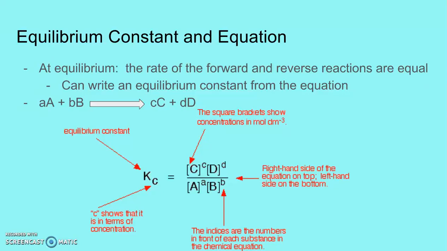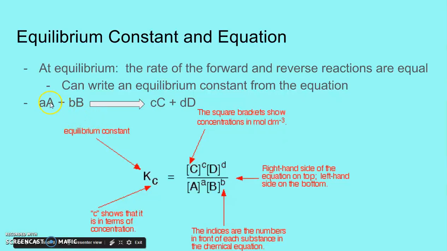At equilibrium, the rates of the forward and the reverse reactions are equal. So that is the definition of equilibrium. And because of that, you can write an equilibrium constant. So the forward reaction, the reverse reaction, which this only shows the arrow going one way, which it should show the arrow going both ways.